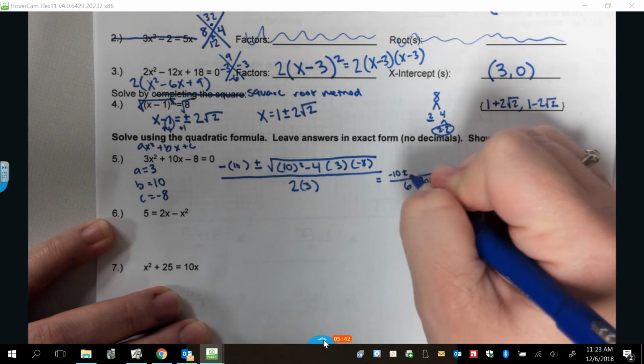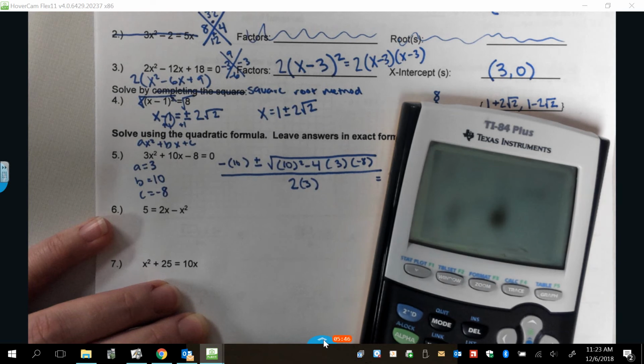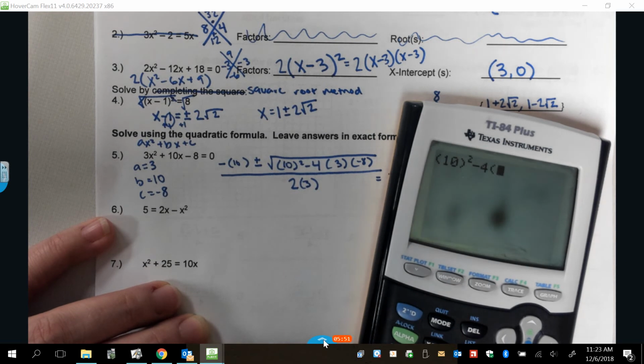2 times 3 gives me 6, and the square root of something. So let's find out whatever that something is. Remember, we just type what's under the house without the house. The radical, if you want to be more mathematical. That rhymed.